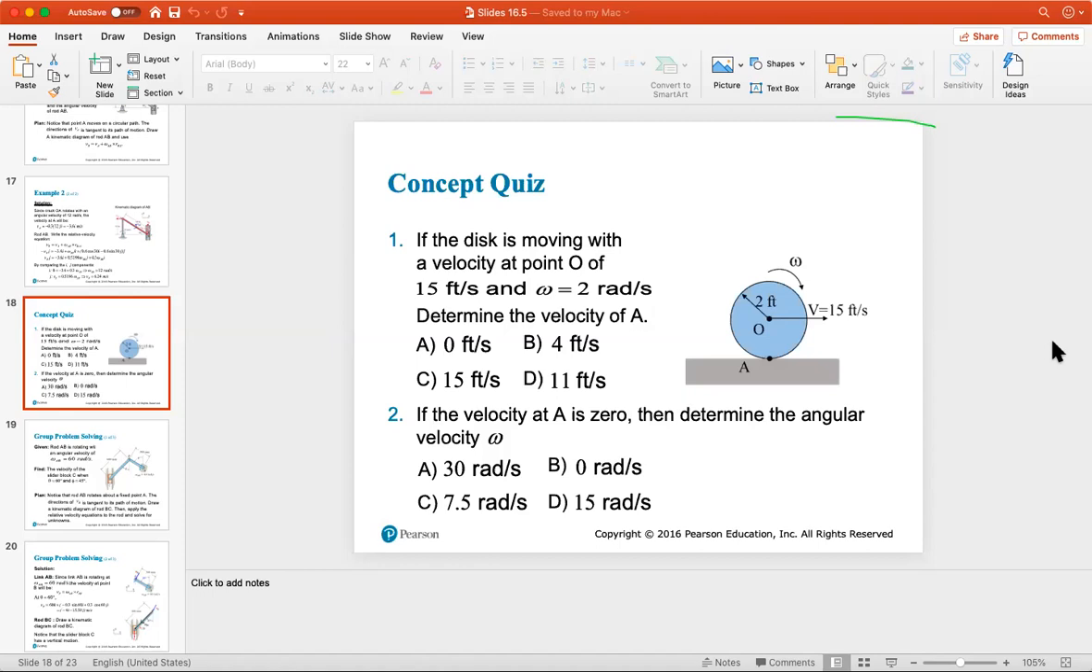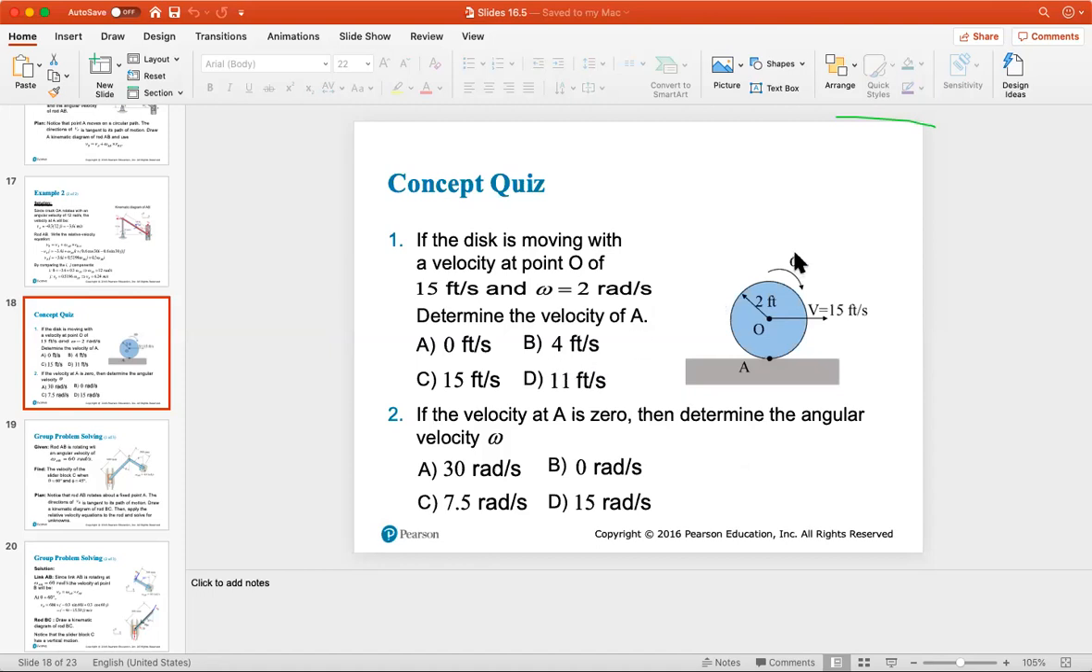So go through it. How many people got A for their answer? How many people got B? How about C? Good deal, you guys got it. So the answer was C.